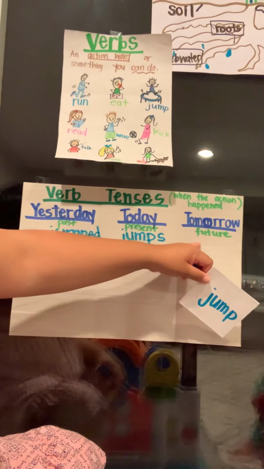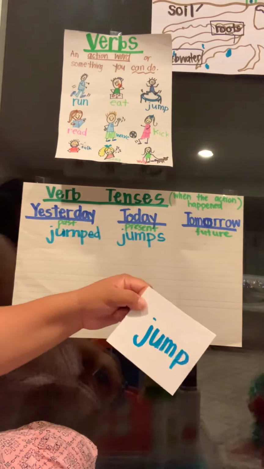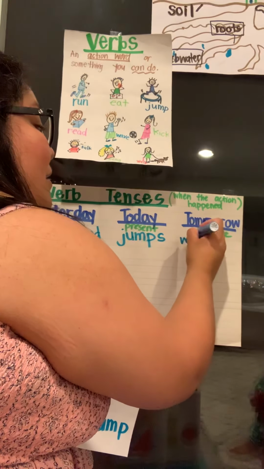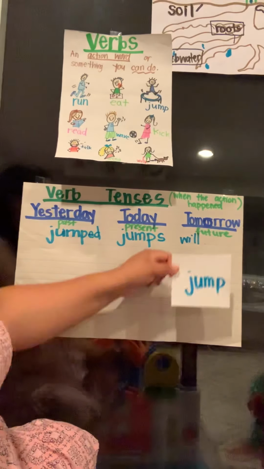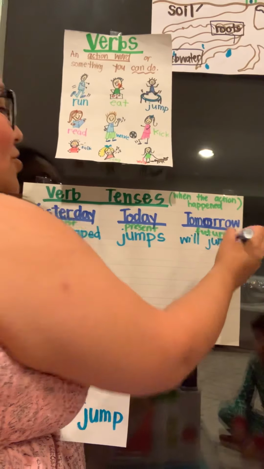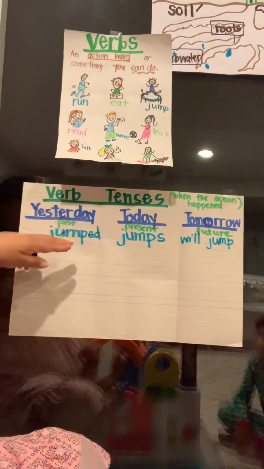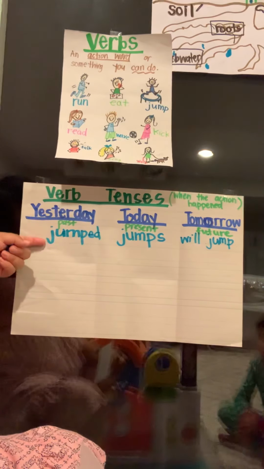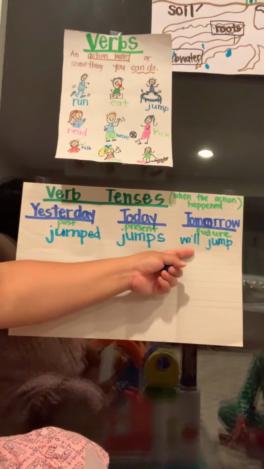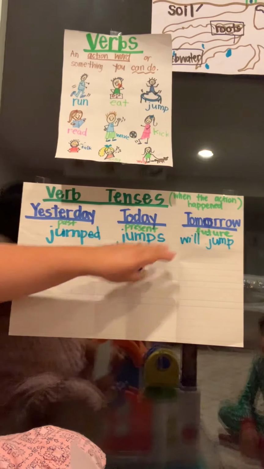Let's talk about the future. Tomorrow, Damien jumps. Well, you can say jumps, but you know how we say it? We add the word will. Will jump. That's our future. Our future tense says, will jump. So let's read it again. Yesterday, Damien jumped. Today, Damien jumps. Tomorrow, Damien will jump. Okay, that's past, present, future.